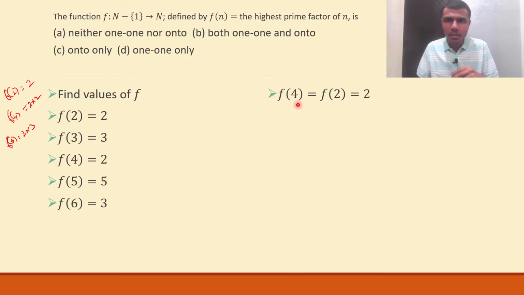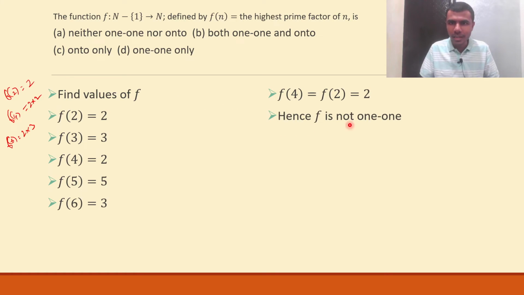Now if you see, f of 4 and f of 2 both are 2. That means for two different inputs, I am getting the same output. See guys, one-one means one element should be mapped to only one. But here you see, 4 is mapped to 2 and 2 is also mapped to 2. That means this is basically a many-one. This is not one-one. I hope you are getting what I am trying to convey. Hence f is not one-one, because both 2 and 4 have the same image.